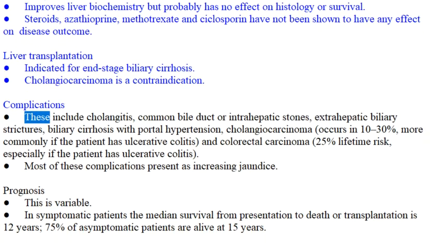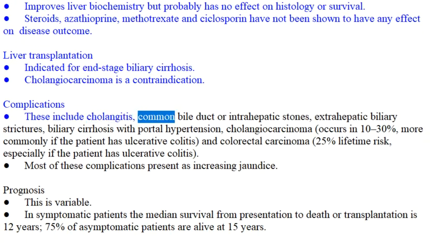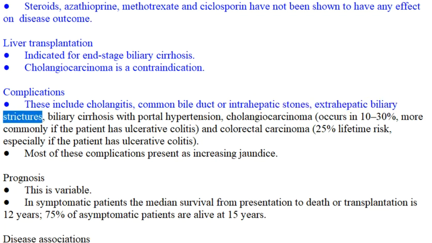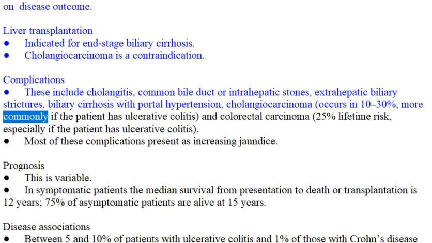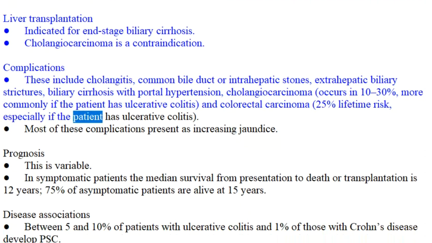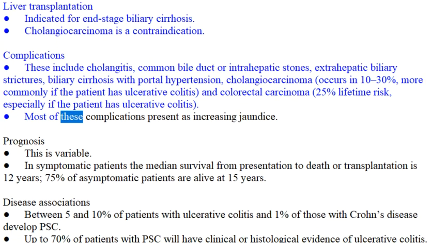Complications. These include cholangitis, common bile duct or intrahepatic stones, extrahepatic biliary strictures, biliary cirrhosis with portal hypertension. Cholangiocarcinoma occurs in 10–30%, more commonly if the patient has ulcerative colitis, and colorectal carcinoma, 25% lifetime risk, especially if the patient has ulcerative colitis. Most of these complications present as increasing jaundice.